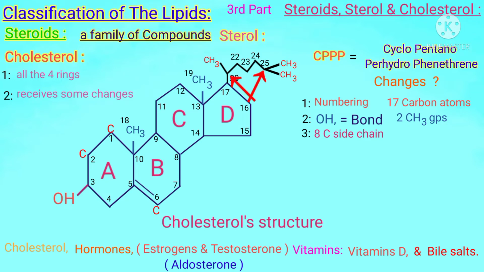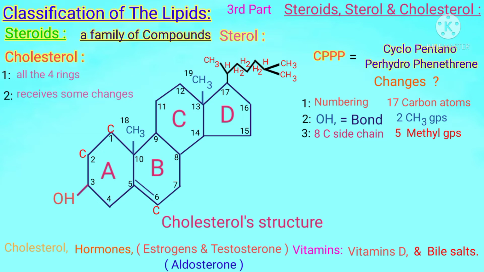This carbon and this carbon, both of these carbons have 3 bonds, so both of these receive only one hydrogen. Students, whereas the remaining carbons are in the form of CH2 because these have 2 bonds. Next, students, how many methyl groups are present in cholesterol? Count. 1, 2, 3, 4, and 5. Yes, you are right. 5 methyl groups are present in a cholesterol molecule.